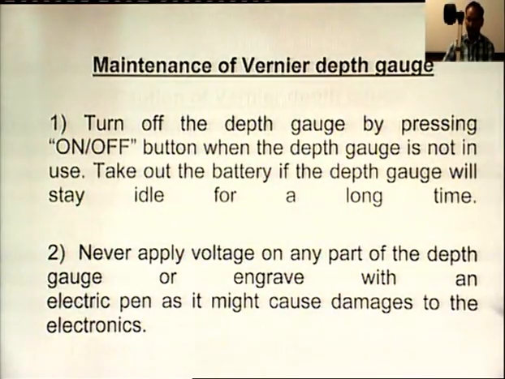The maintenance of vernier depth gauge. So, turn off the depth gauge by pressing the on/off button, in case of an electronic depth gauge. When the depth gauge is not in use, take out the battery if the depth gauge will stay idle for a long time. Second, never apply voltage on any part of the depth gauge or engrave with an electric pen, as it might cause damage to the electronics.